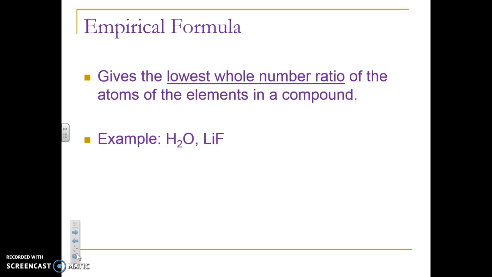Let's begin by looking at the empirical formula. This is the formula that gives the lowest whole number ratio of the atoms of the elements in a compound. I've given you a couple of examples. The first example is water. We see that we have a 2-to-1 ratio. Anytime you have a 2-to-1 ratio, that is the lowest it possibly can be, so that is going to be your empirical formula. Lithium fluoride has a 1-to-1 ratio. Again, that cannot be simplified any further, so it is the empirical formula.